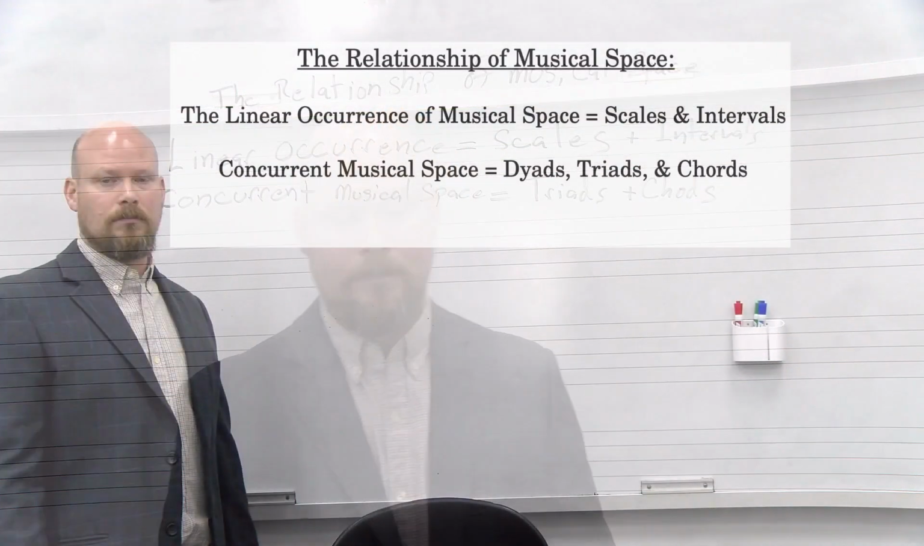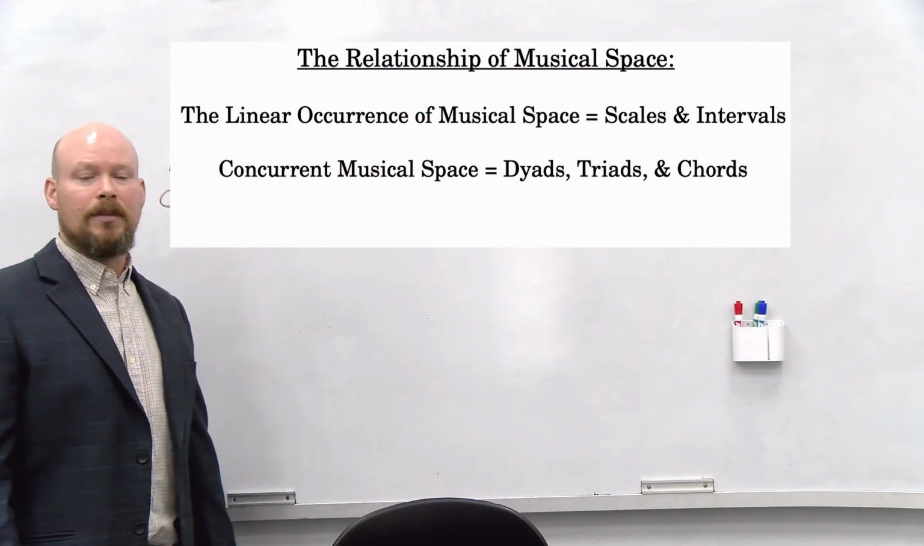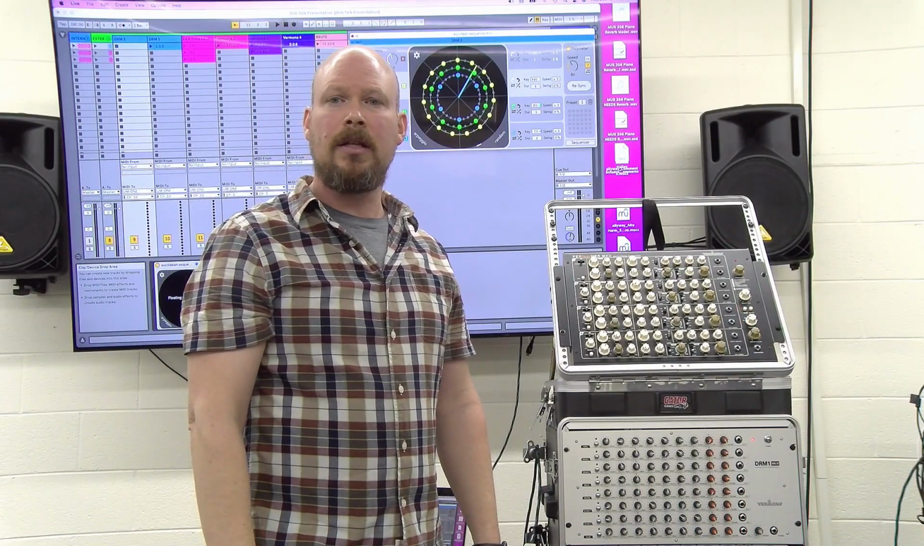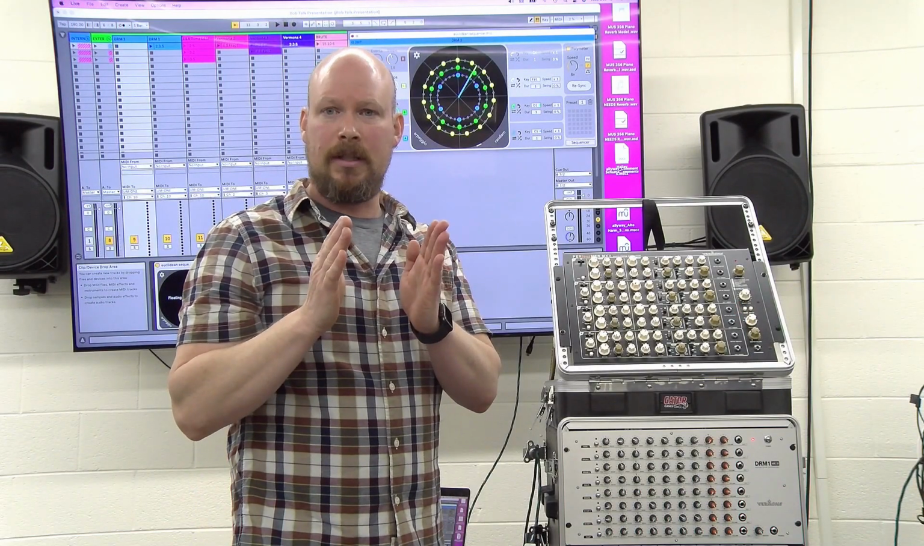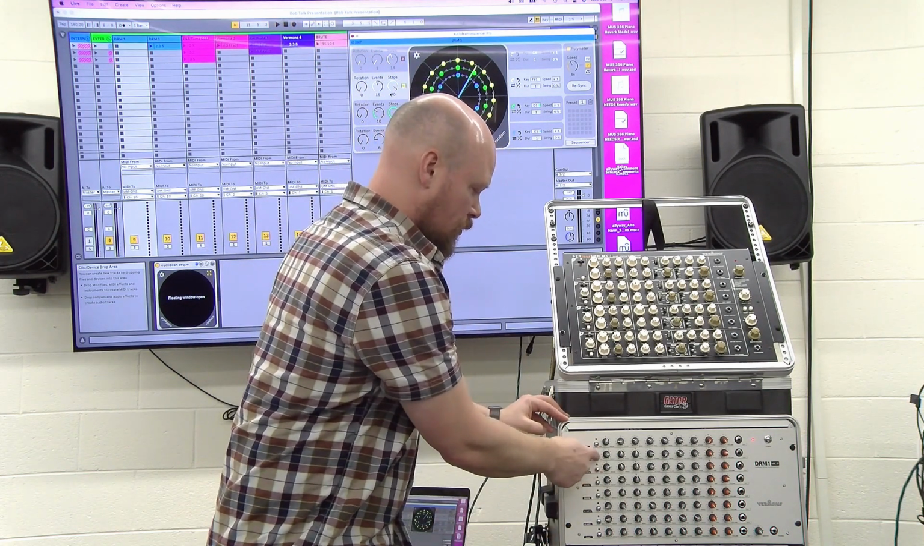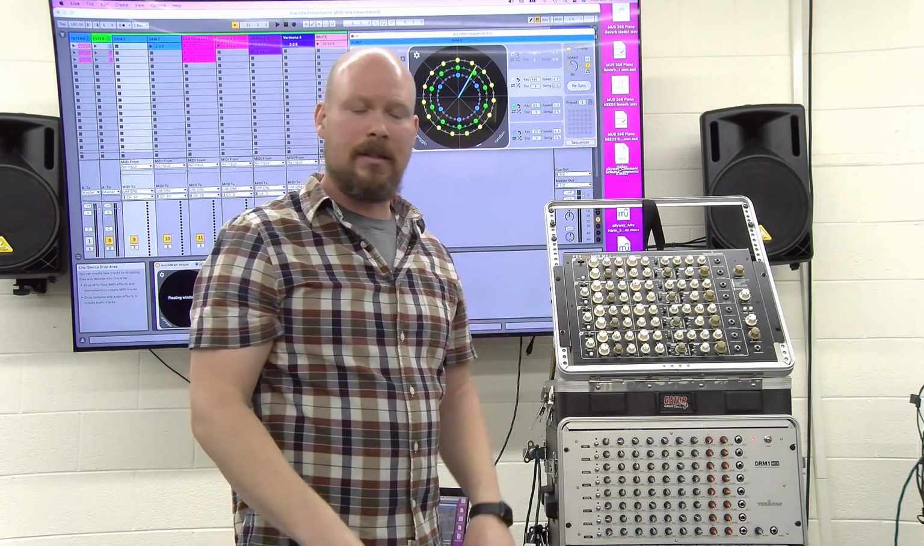In a very broad sense, we can generally identify two main types of relationships in music. The first type is the relationship of musical space, and the second type is the relationship of musical time. Musical relationships in space deal with the distance between pitch. In the relationship of musical space, we can have very short distances or we can have very wide distances.